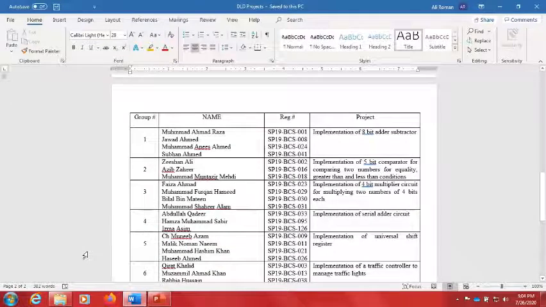Coming to the fifth group, that consists of Munib, Noman, Hashim and Hasib. What you have to do is implement the universal shift register. That shift register has the capability to perform left shift, right shift, load operation, and parallel data shifting operation.